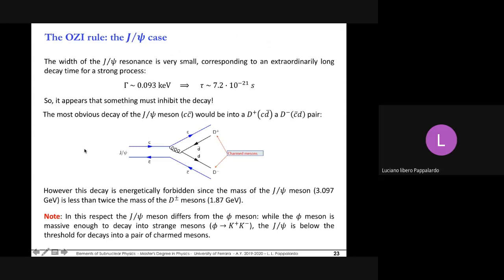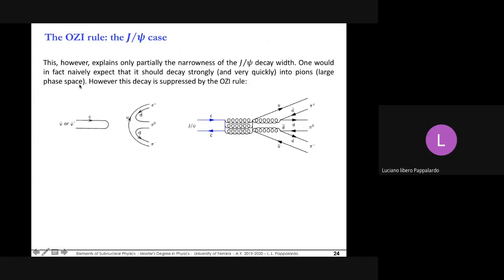In this respect, the J/psi meson behaves differently compared to the phi meson, because the phi meson is massive enough to decay into strange mesons. The phi decays in fact with a very high percentage into K plus K minus, while the J/psi is below the threshold for decaying into a pair of charmed mesons. So this is not a possible decay because it is energetically impossible. However, this explains only partially the narrowness of the J/psi decay.